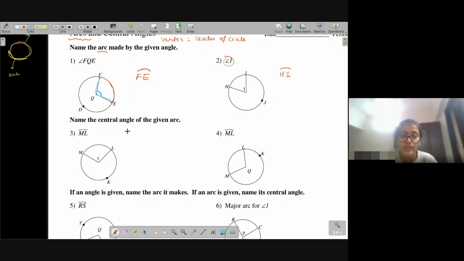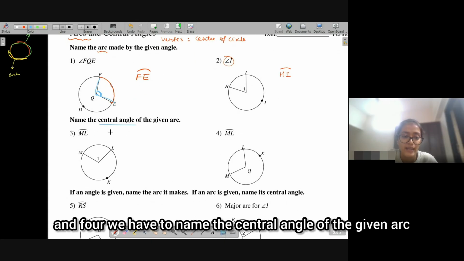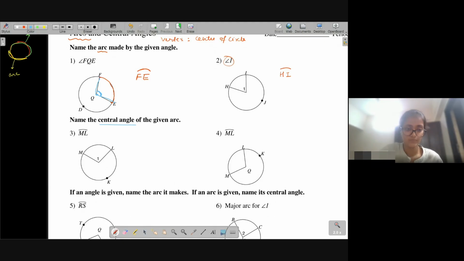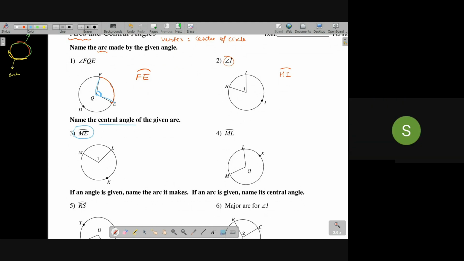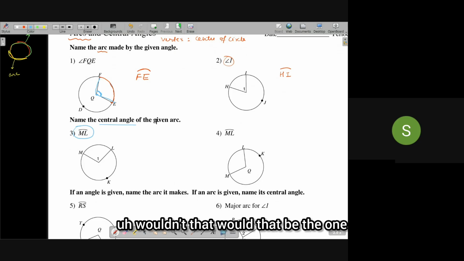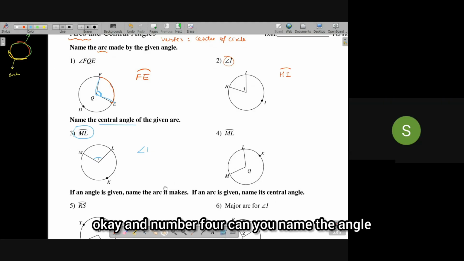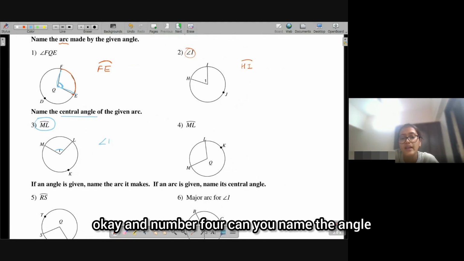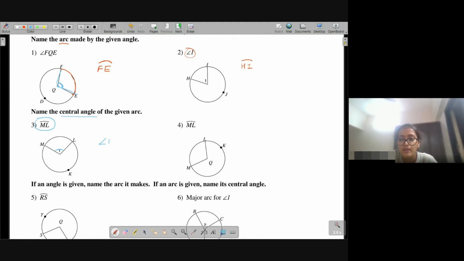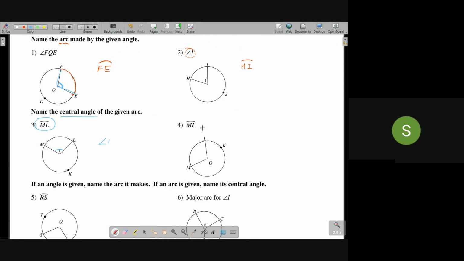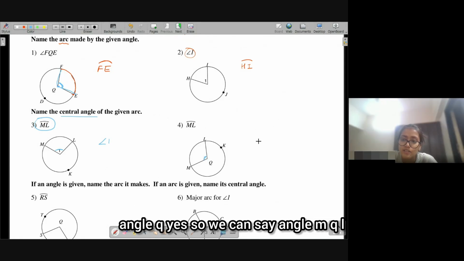So in numbers 3 and 4, we have to name the central angle of the given arc. Can you name the angle of arc NL? Would that be the one? Yes, just this angle. So angle 1. And number 4, can you name the angle of arc ML? Angle Q. Yes. So we can say angle MQL.